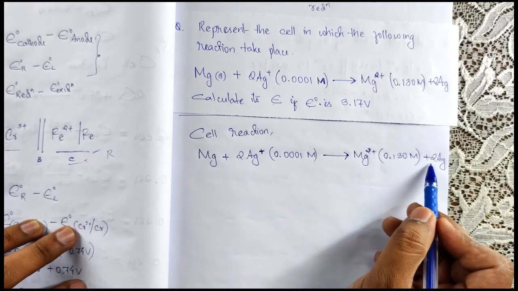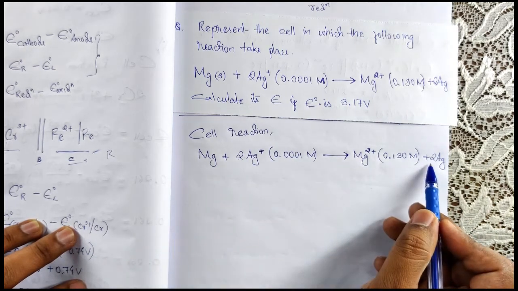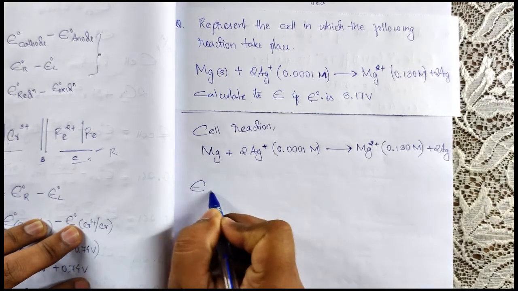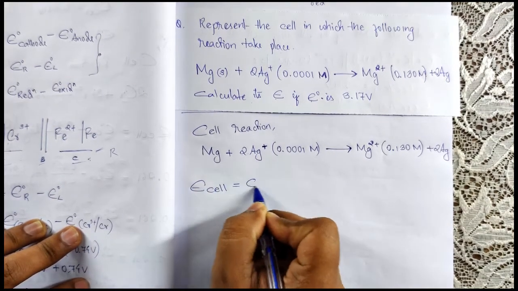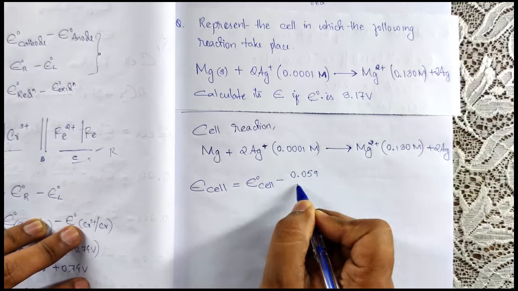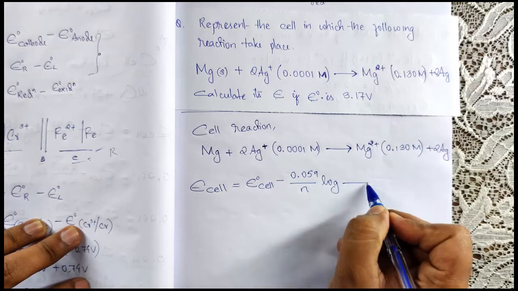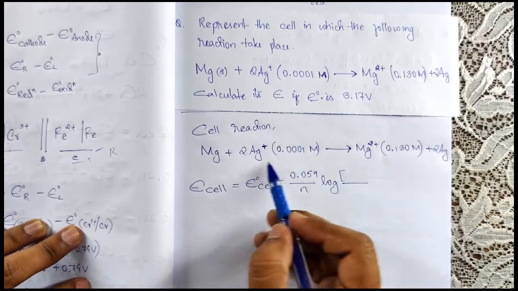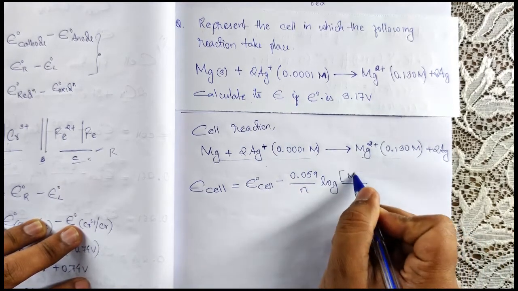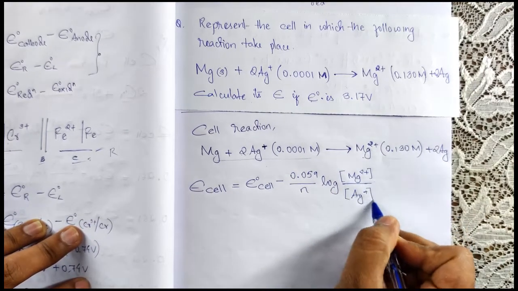And out here this is plus 2Ag. Since I put here 2, I also need to put here 2. So now using the Nernst equation, I can write E cell is equal to E naught cell minus 0.059 by n log Q, and we can write Q as the concentration of product divided by the concentration of reactant. So out here this side will be a reactant, this side will be a product. So out here Mg2 plus, concentration of product, divided by concentration of reactant.